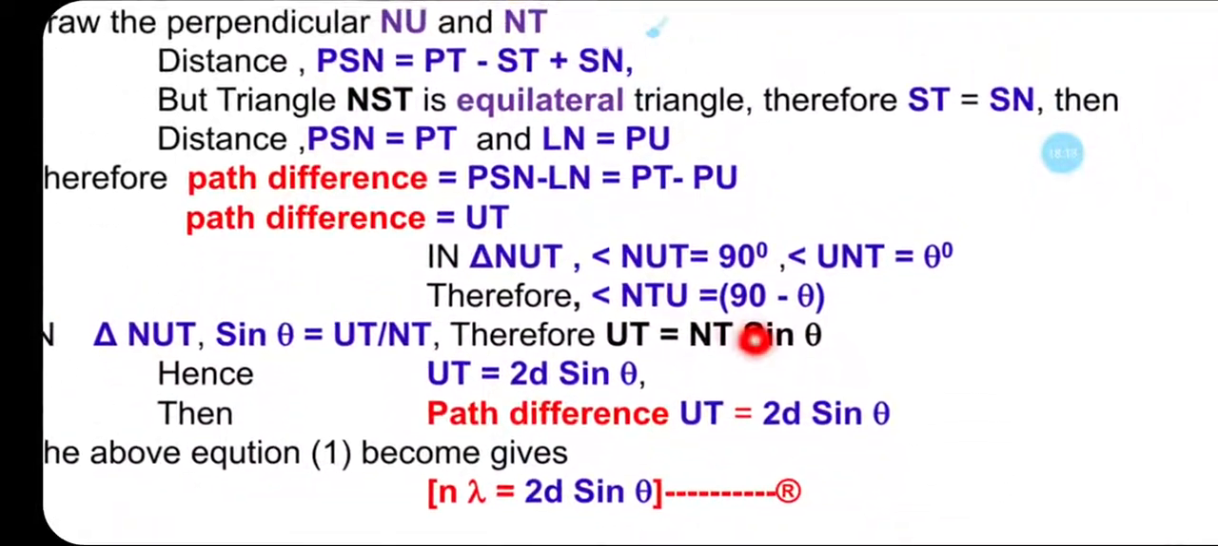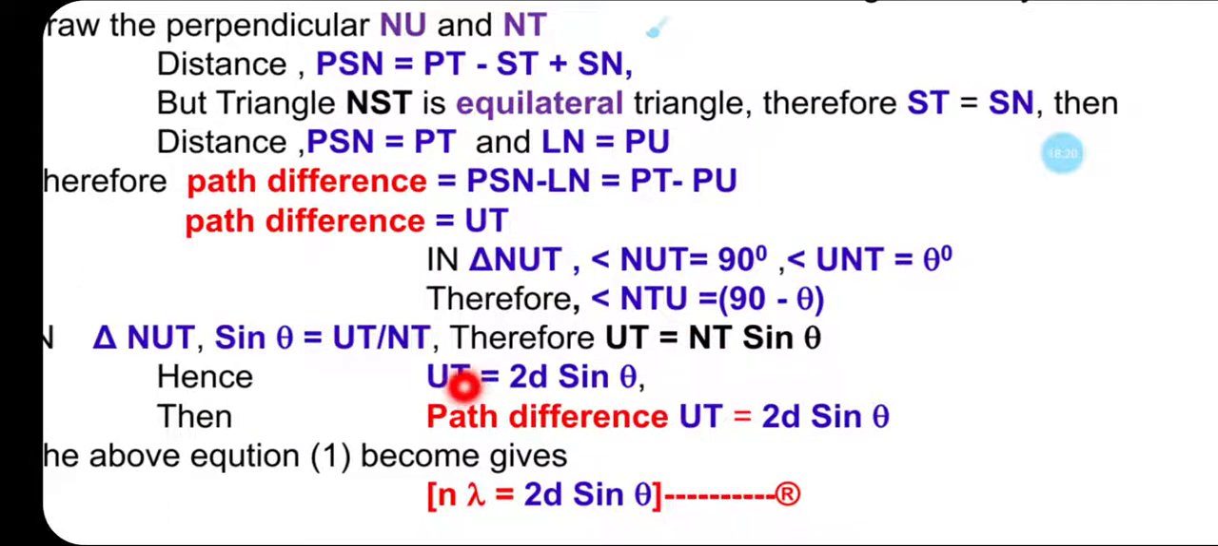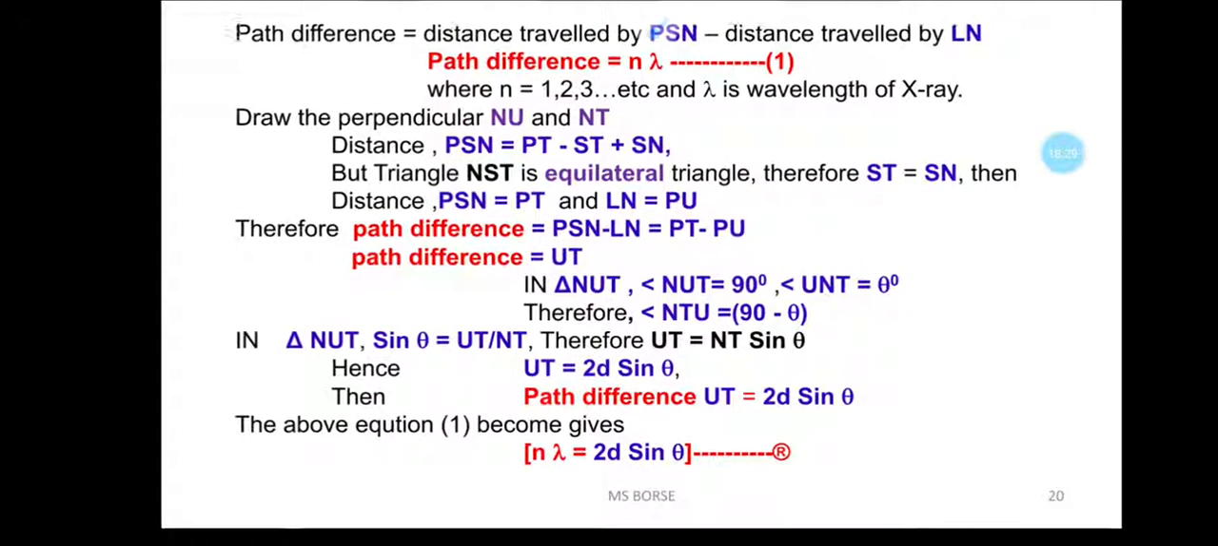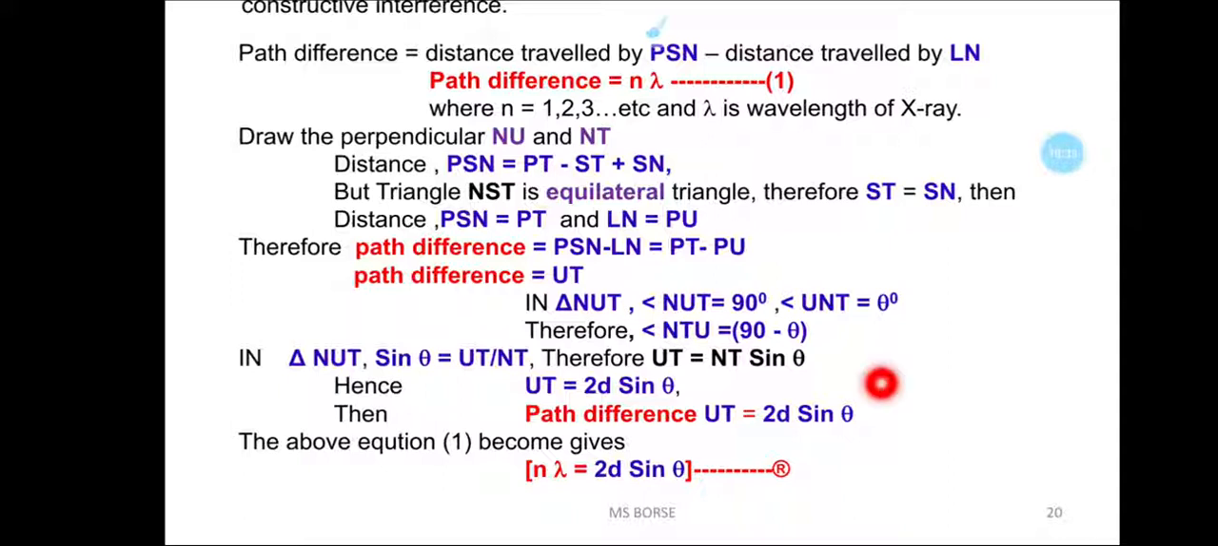So substitute the value of NT, which is 2d. Then the path difference UT is equal to 2d sin theta. Then we know from equation 1 that the path difference is equal to n lambda. So n lambda is equal to 2d sin theta. This is the Bragg equation.